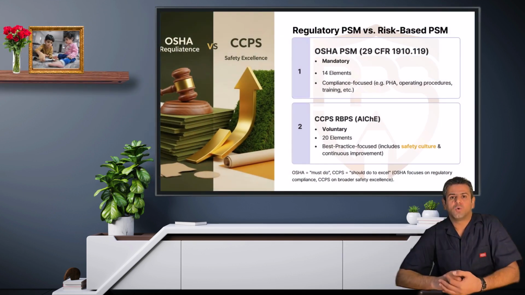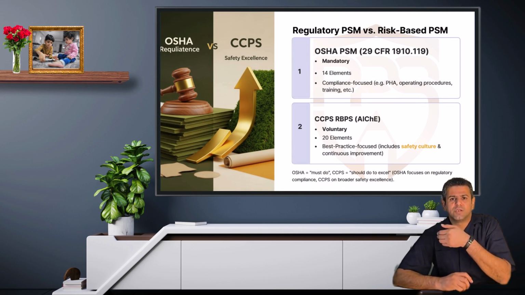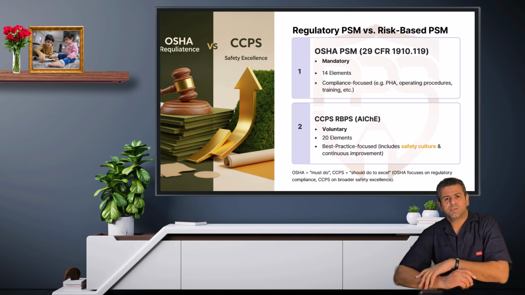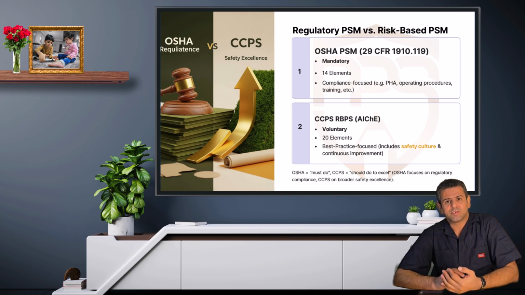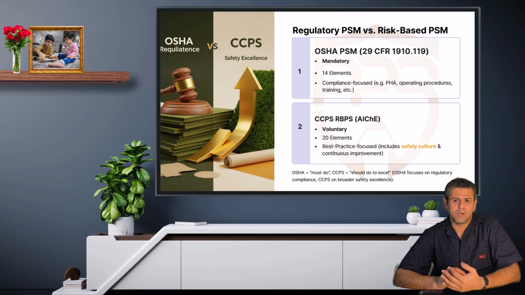So far, we've discussed the OSHA PSM rule, which is a regulatory compliance framework. OSHA's PSM standard lays out 14 key elements that a covered facility must implement. Elements like process hazard analysis, operating procedures, mechanical integrity, training, management of change, emergency planning, and others. It's essentially a minimum safety management recipe required by law. Many companies worldwide follow OSHA PSM even when not legally required because it's recognized as good practice.